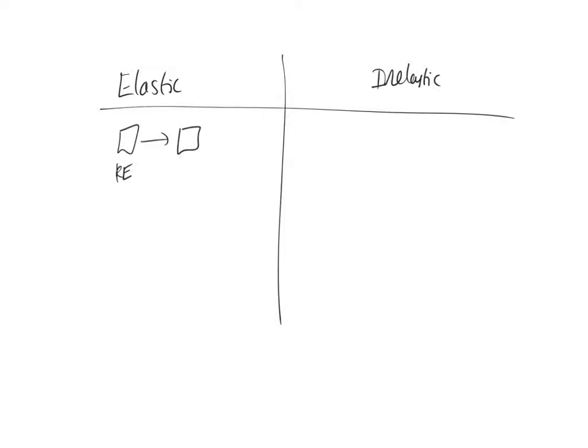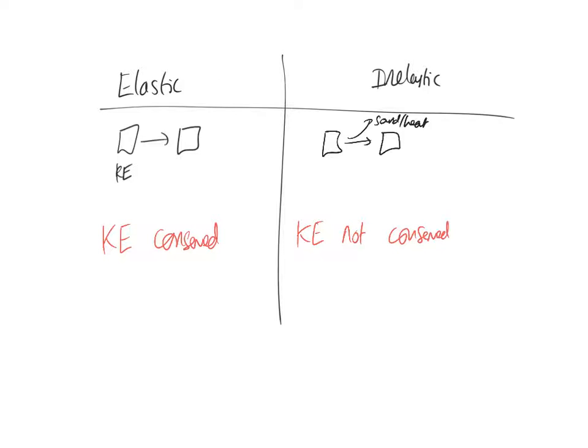If it's not all conserved, so say that collides with that, but some of it's lost as sound, heat, which is basically what happens all the time, then this is called inelastic. So kinetic energy conserved, elastic. Kinetic energy not conserved is inelastic. Okay, and this is where it's transferred to other types, to other forms.